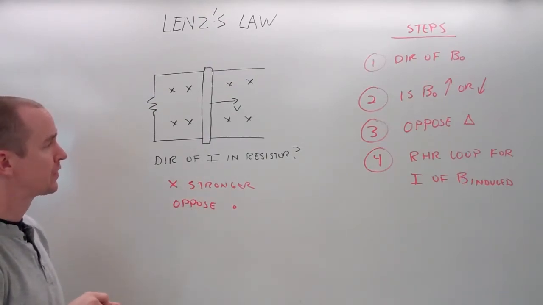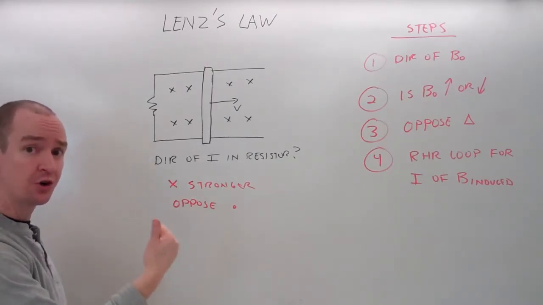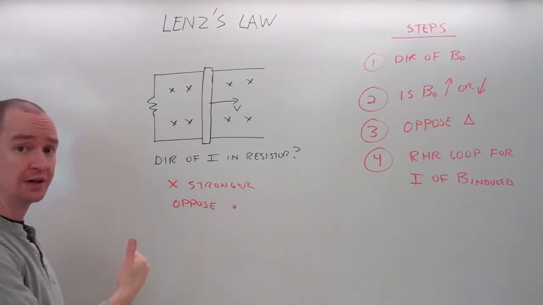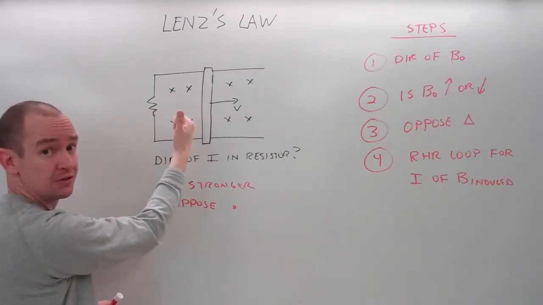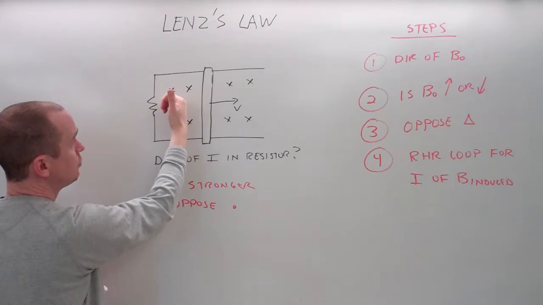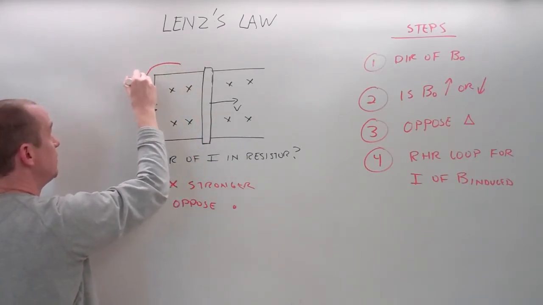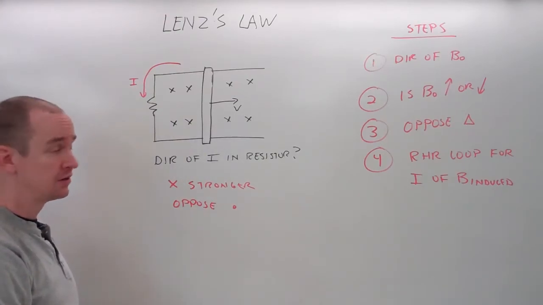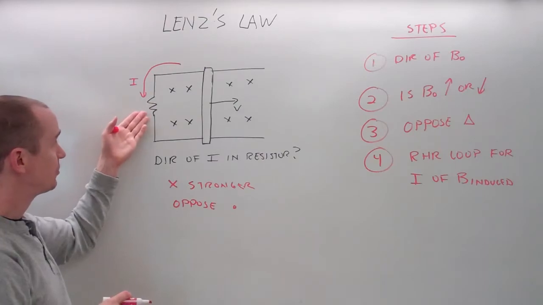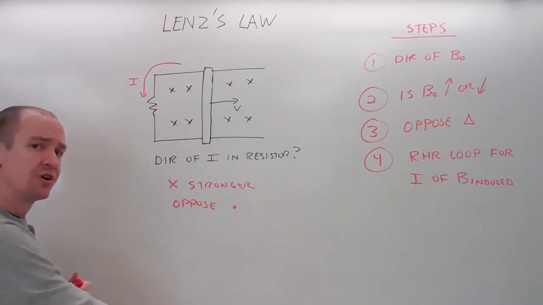All right. I need to have field lines out. The induced current is what's going to generate those field lines. So my thumb points this way, because that's the direction of the induced magnetic field. I curl my hand by a loop rule, and I realize the induced current must be directed this way in order to oppose the change of flux. Therefore, the current in this resistor is going down. Let's try another one.